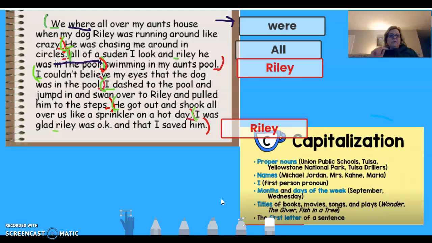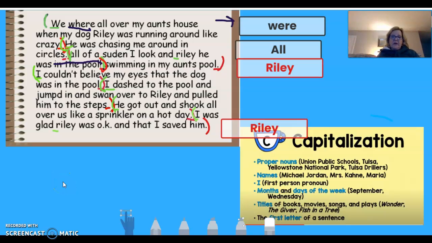So let me see what I have. We were all over my aunt's house when my dog Riley was running around like crazy. He was chasing me around in circles. All of a sudden I look and Riley, he was swimming in my aunt's pool. I couldn't believe my eyes that the dog was in the pool. I dashed to the pool and jumped in and swam over to Riley and pulled him to the steps. He got out and shook all over us like a sprinkler on a hot day. I was glad Riley was okay and that I saved him.